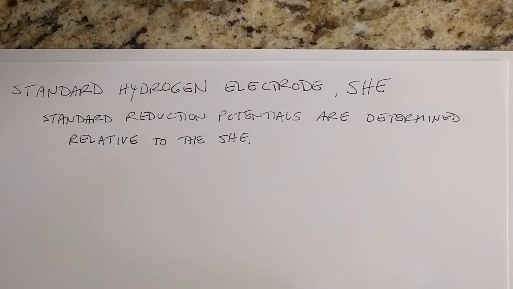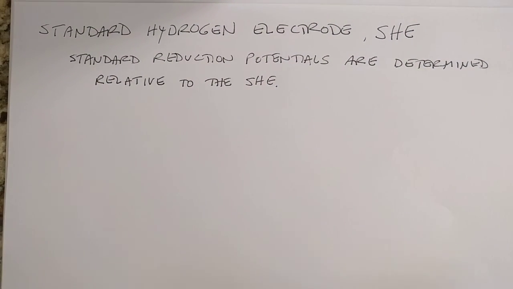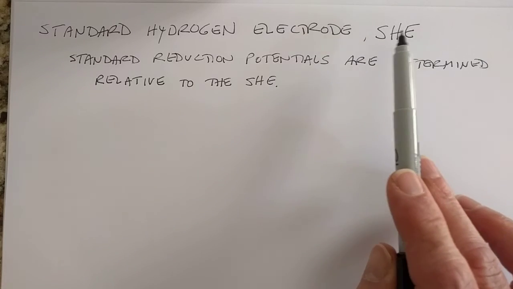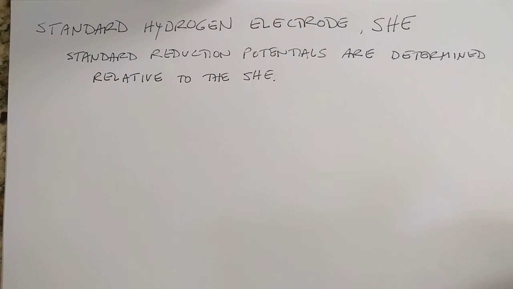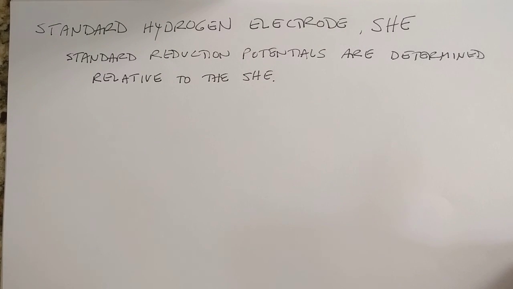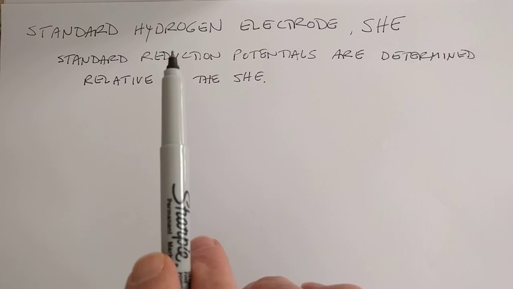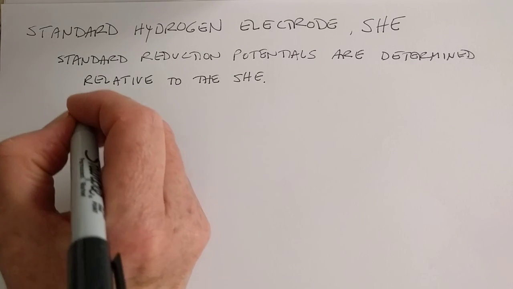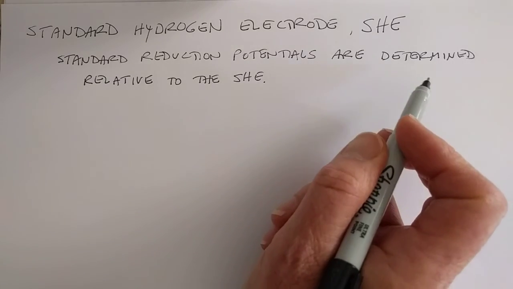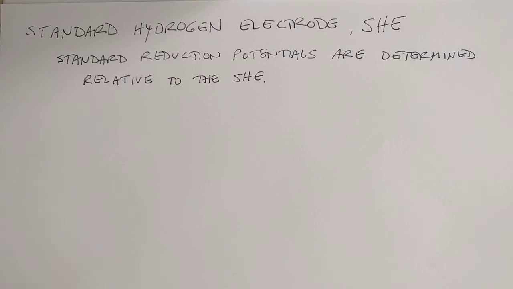Okay, our next topic is the standard hydrogen electrode, which is abbreviated as SHE, the SHE. And we're going to see that the values on our standard reduction potential chart come from comparing our half reaction to the half reaction of the hydrogen. So our standard reduction potentials are determined relative to this standard hydrogen electrode.